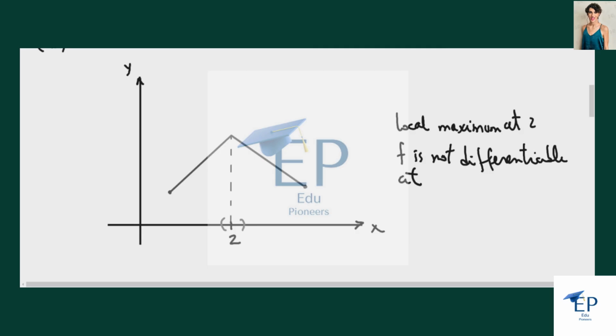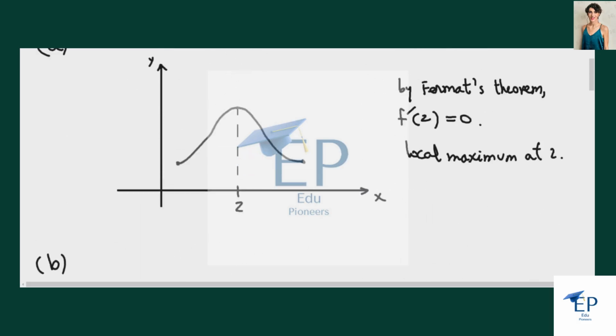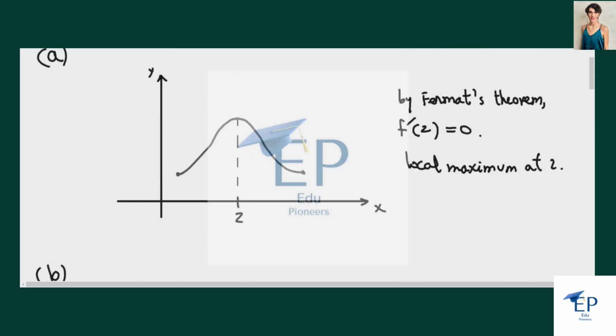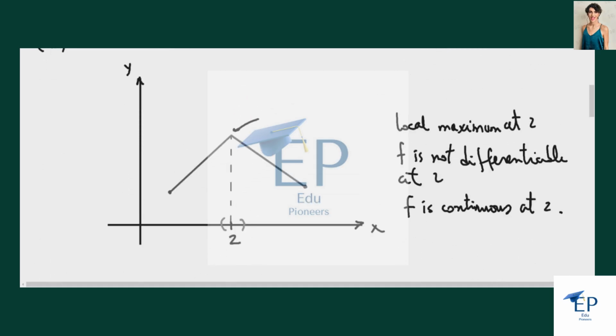at 2 because we have this corner here at this point that says that there is no tangent line, and f is continuous. There is continuity at all points of the domain of this function. So we have the three properties. So we have a graph where the tangent line is horizontal, that is, there is a derivative and it must be 0 because there is a local maximum at the point. And here we have a local maximum and continuity, but we have no derivative at the point.